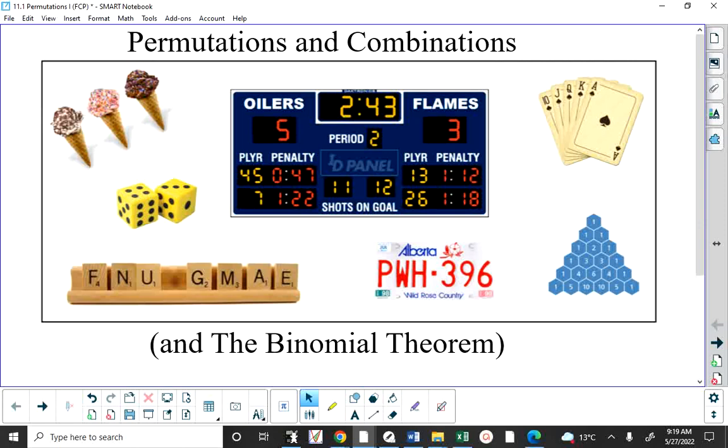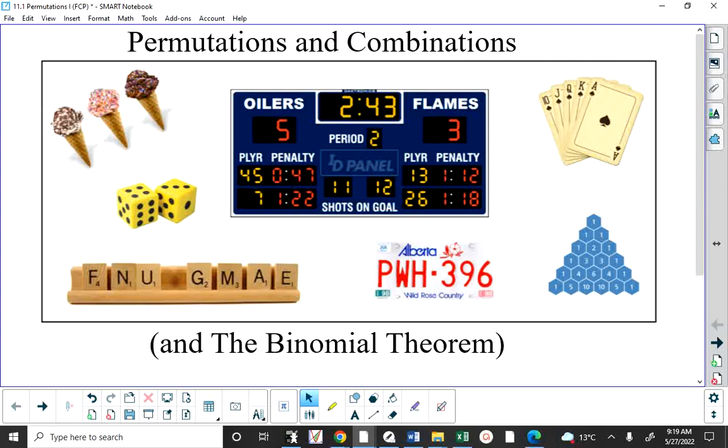It has to do with problems, and you'll see lots of them today, like how many different ways can you get a royal flush when you're playing poker? Or how many different ways can you roll 2 dice and get an even result? Or if the score at the end of period 2 is 5 for the Oilers and 3 for the Flames, how many different scores might have been possible at the beginning of period 2? It's almost like we're talking about puzzles here.